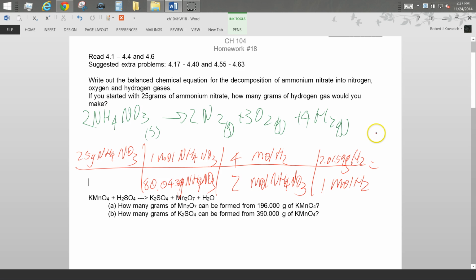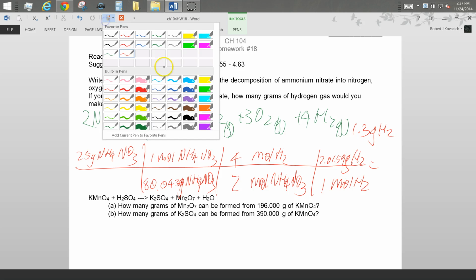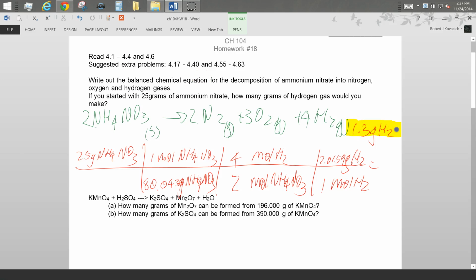Somebody have a mass for us? Grams of H2? Yay, nay? 1.3. You just round it to 2.6. Yeah, that sounds good. 1.3. So 1.3, and that's the mass of hydrogen that's going to be created from this. Okay.